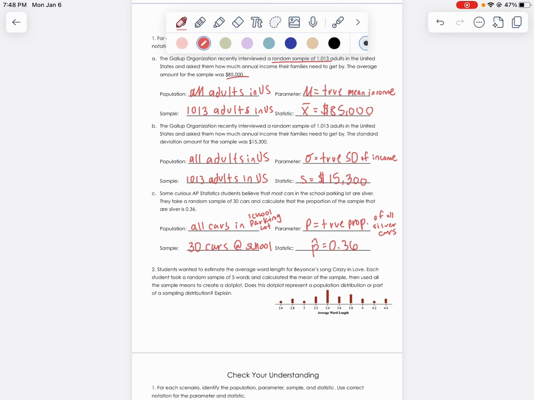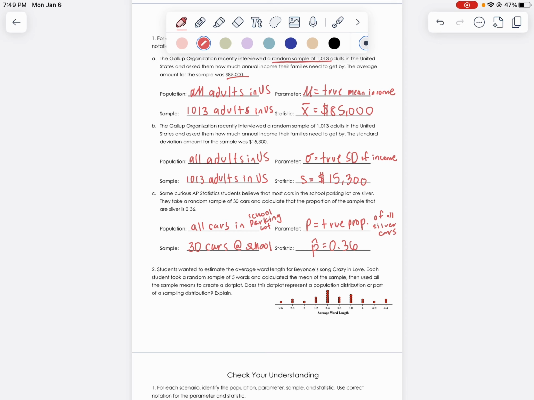All right. And next, question 2. Students wanted to estimate the average word length for Beyonce's song Crazy in Love. Each student took a random sample of 5 words and calculated the mean of the sample, then used all the sample means to create a dot plot. This dot plot represented a population distribution, or part of a sampling distribution. Which one? So this one, is it part of a population distribution or a sampling distribution?